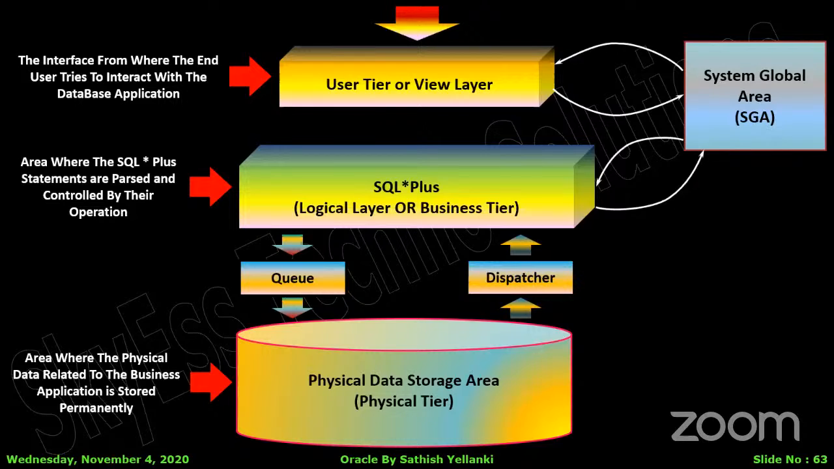Now, if the system global area does not have space for new data, what happens? The system global area calls the least recently used and most recently used algorithms to check which is the oldest data that is not in demand in the SGA, removes that data and gives place for the new data automatically.